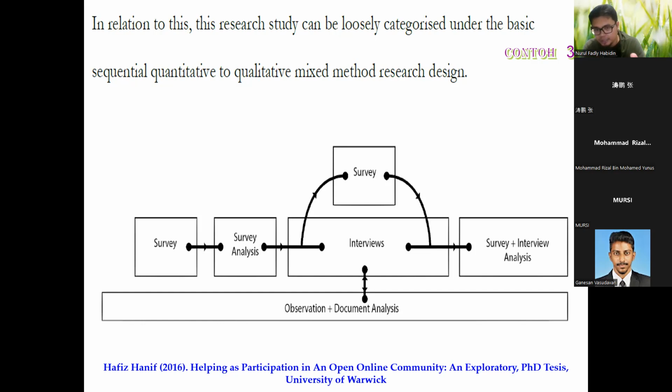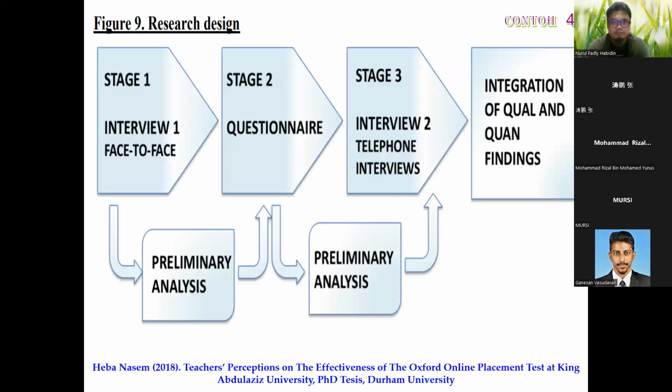and document analysis. From this figure, the research by Hafiz and Hanif on their topic, helping participation in open online community, uses four instruments actually: survey, interview, observation and document. Then they show the sequential quantitative and qualitative mixed method design. That's why they made this visual, in order to answer their research objective and research question.